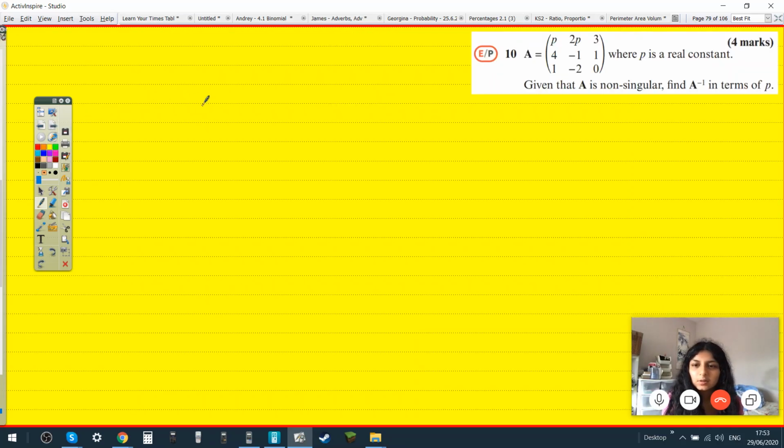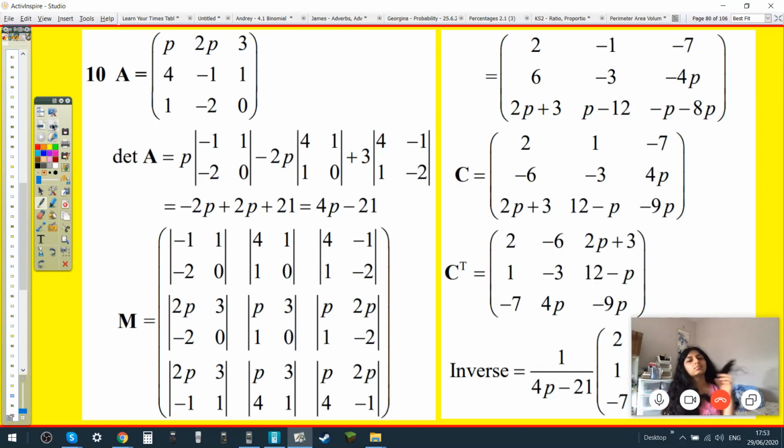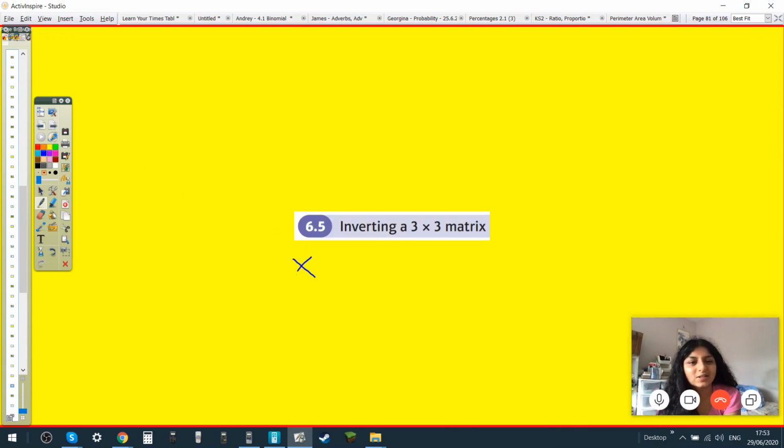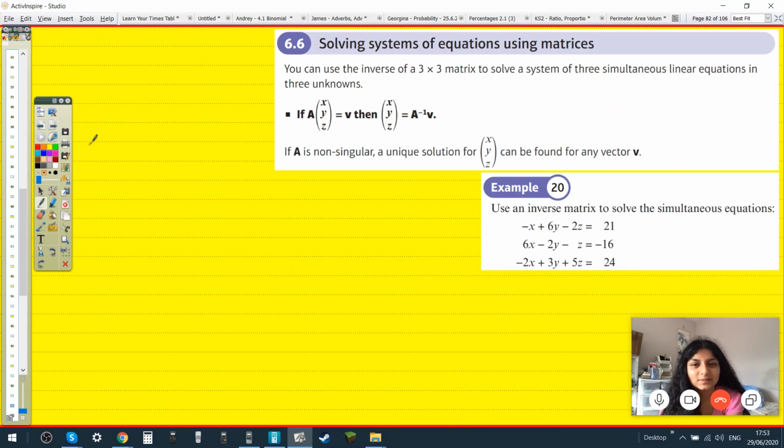Find A inverse in terms of P. Just more finding the inverse. Alright, find the determinant, just the whole thing. Would you actually get asked to do this in a further maths exam? It's so long. Yeah, I understand how to do it, but it's super long. Bad for my friends who do further maths.